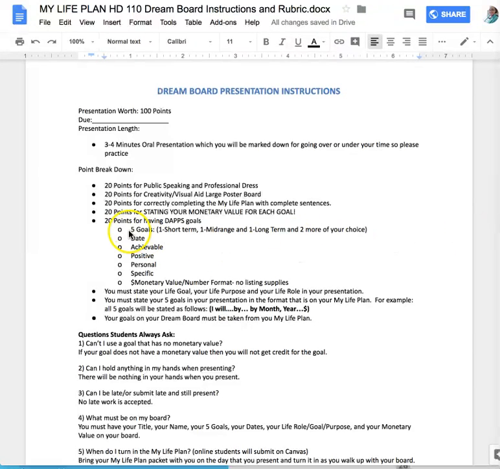You will earn 20 points for having DAPS goals that we've also talked about in the first instructional video. You will have 5 goals: 1 short-term, 1 mid-range, and 1 long-term, and 2 more of your choice. Please refer to the instructional video 1 for the time frame of these goals. The goals do not have to relate to one another. They can be 5 separate goals, but they must be taken from your My Life Plan.